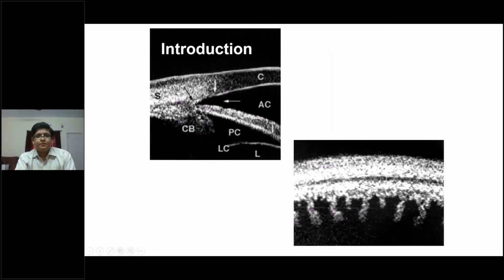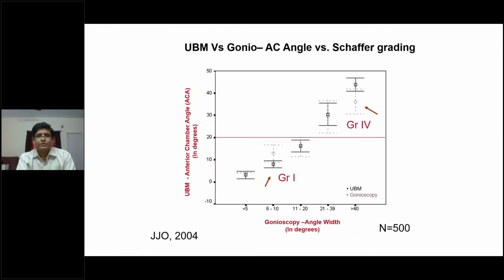And that's the first ever picture taken by Pavlin using the UBM. You can see the entire anatomy of the angle, ciliary body, and the cross-sectional longitudinal view of the ciliary body as well.